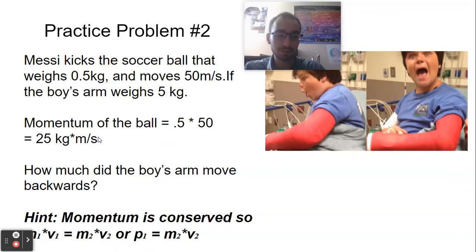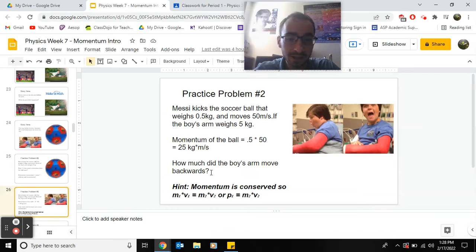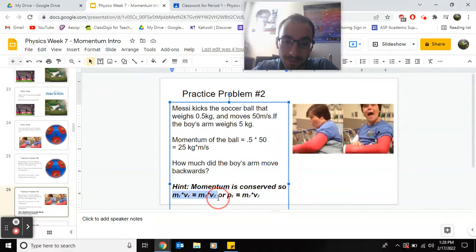Now we have to figure out how much momentum did the boy's arm have, and you set that equal to each other. So to figure out the speed that the kid's arm flew back in, we have to use this formula. It's called M1, V1, M2, V2. The ones and twos represent the numbers that you see first. So this is M1, it's the first mass you see, and this is V1, it's the first velocity you see. And then the boy's arm is M2. This is M2 because it's the weight of the kid's arm. But we don't know V2. We don't know the velocity of his arm.